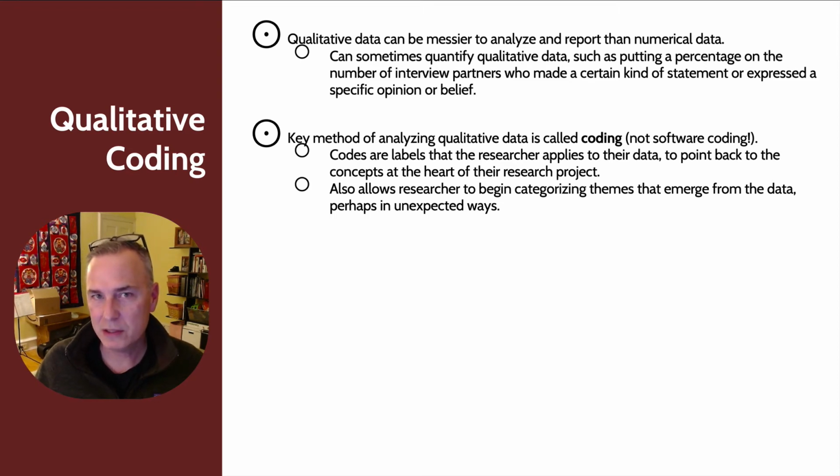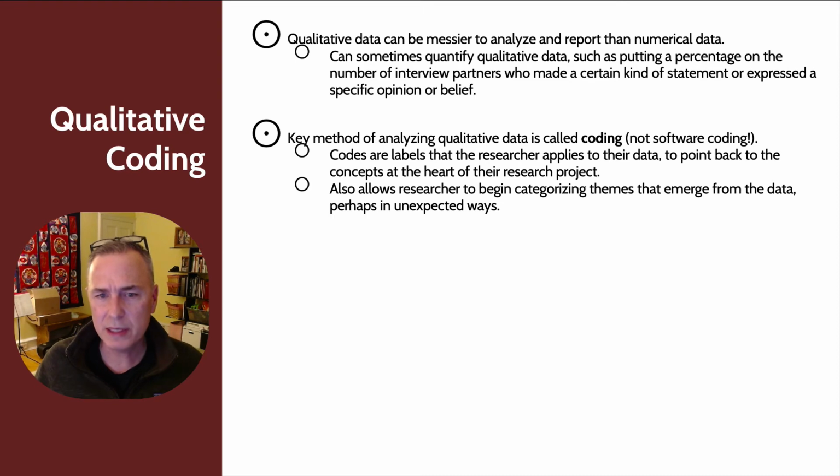The codes are basically these tags that we apply to chunks of our data that we try to use to point back at the concepts that we started with when we initially conceptualized our research project. So it's a way of kind of trying to place our concepts, place our variables that are part of our research question and our lit review and our conceptualization on the data itself. And I'll talk a little bit more specifically about how to do this in a moment.